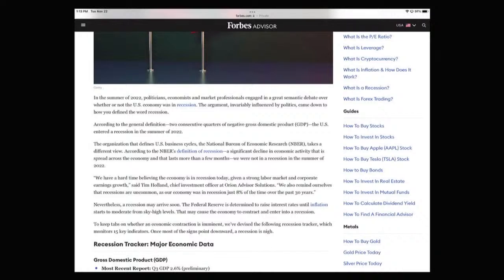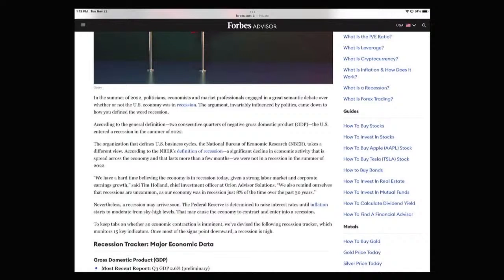The organization that defines U.S. business cycles, the National Bureau of Economic Research, NBER, takes a different view. According to NBER's definition of recession, a significant decline in economic activity that is spread across the economy and that lasts more than a few months, we were not in a recession in the summer of 2022.